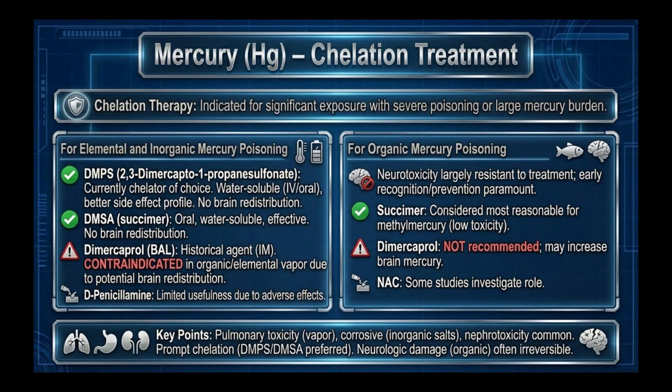In cases of organic mercury poisoning, the neurotoxicity caused by methylmercury is largely resistant to treatment. Therefore, early recognition and prevention of neurotoxicity are crucial. Succimer is regarded as the most reasonable treatment option for methylmercury poisoning because of its low toxicity and reported efficacy in animal trials. It has shown the ability to decrease brain mercury levels and increase urinary excretion of mercury in mice. Dimercaprol is not recommended for treating organic mercury poisoning because animal studies suggest it may increase mercury mobilization into the brain, potentially worsening neurotoxicity.